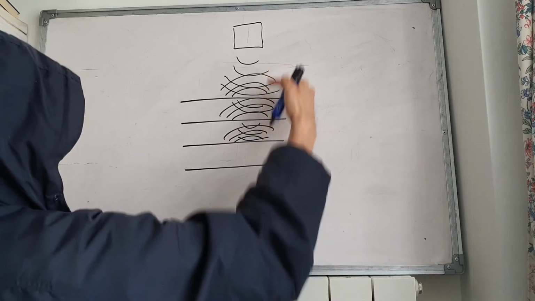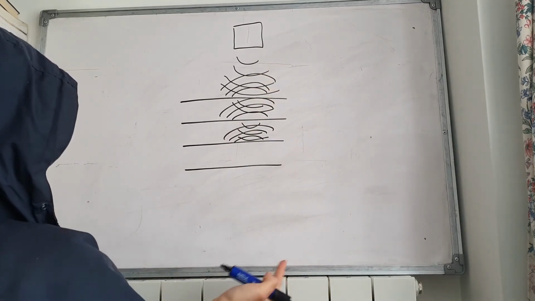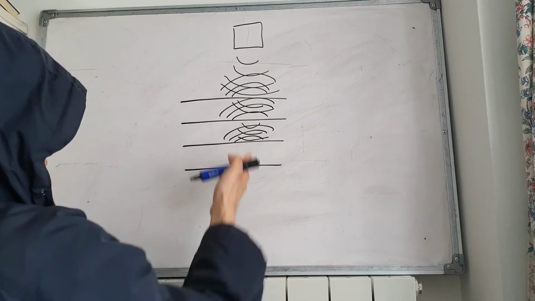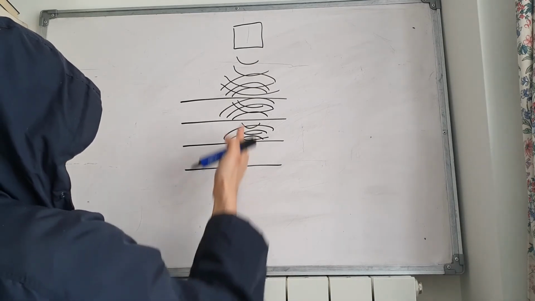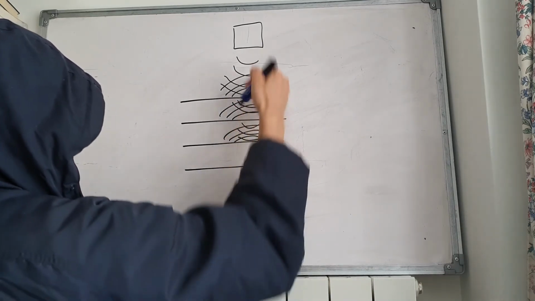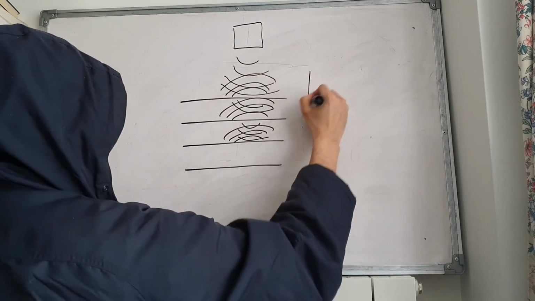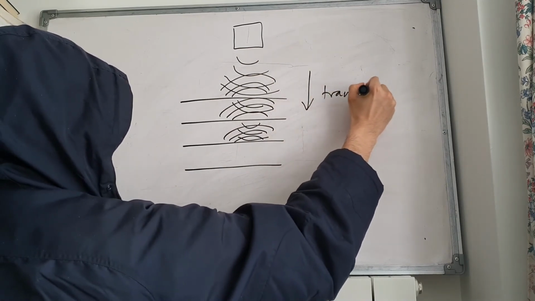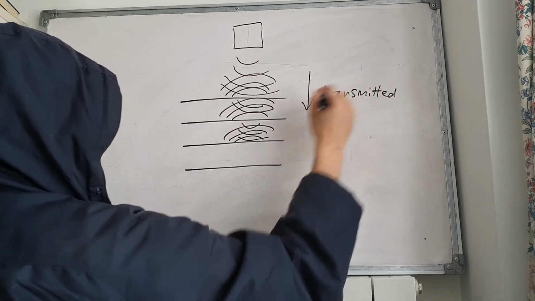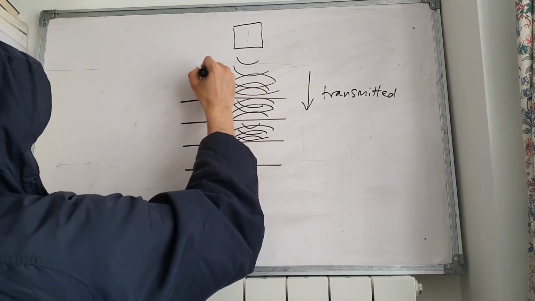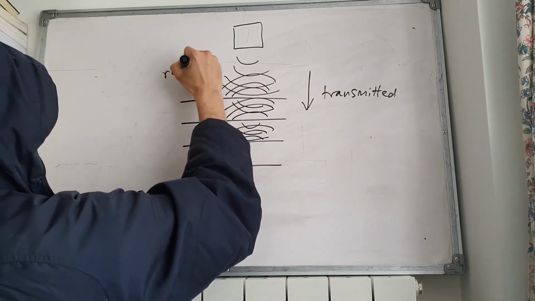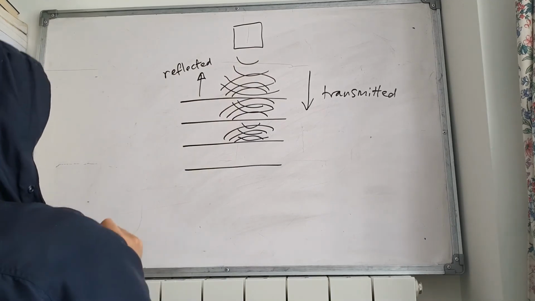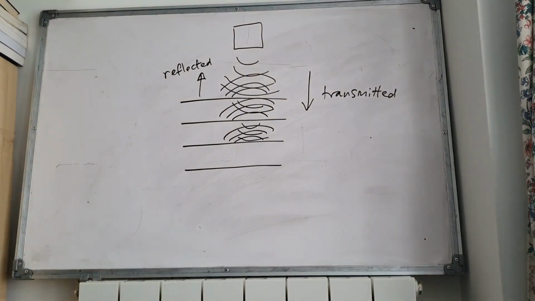But it gets less and less energy. So the energy gets transferred to the surroundings, in this case, to the medium, the tissue. And so here, some will be transmitted, and some of it will be reflected back. So some of it will be transmitted, some of it will be reflected back.